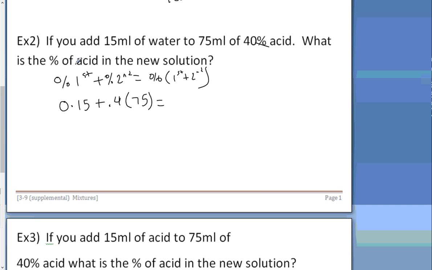Well, I'm trying to solve for the percentage, so that's x times the first. How much was in the first? 15 milliliters. Plus, how much was in the second? 75 milliliters. So I end up with 15 plus 75 is 90. I end up with 90x equaling 0 times 15 is 0, so this is gone, and I'm left with 0.4 times 75, and let's see, that's 15, that's 30, I believe.